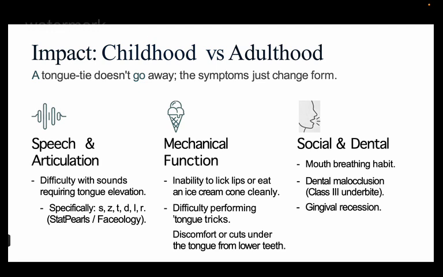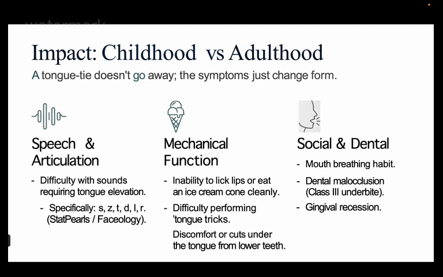So, speech and articulation: difficulty with sounds requiring tongue elevation, especially S, Z, T, D, L, R. The mechanical function: the inability to lick lips or eat an ice cream cone cleanly, and difficulty performing tongue tricks. The kids will not be able to do tongue twisters, and have discomfort or cuts under the tongue from the lower teeth because they couldn't protrude the tongue freely.